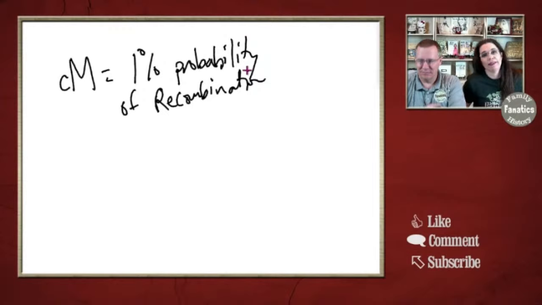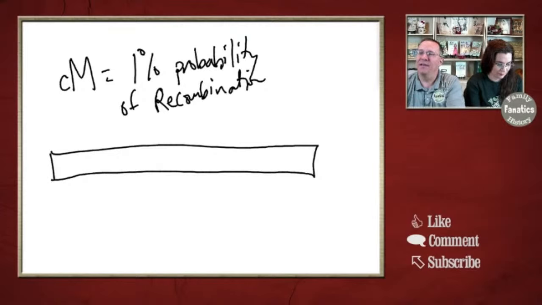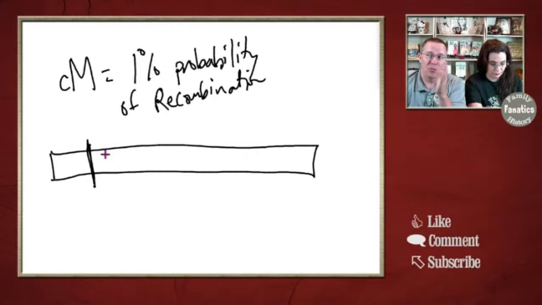So let's take this right here. You've got to draw the bar. Here is a bar, and this is a bar of DNA that was passed on to you. And right here was a recombination near the beginning. So where is the next recombination happening? What is the probability? That is what centimorgans are telling you for this segment.